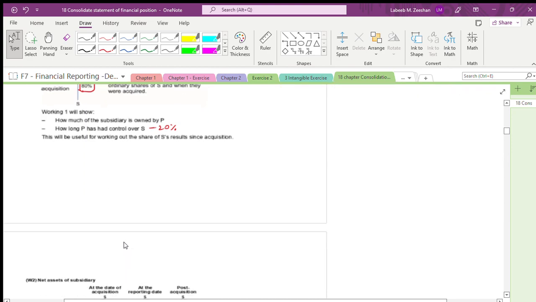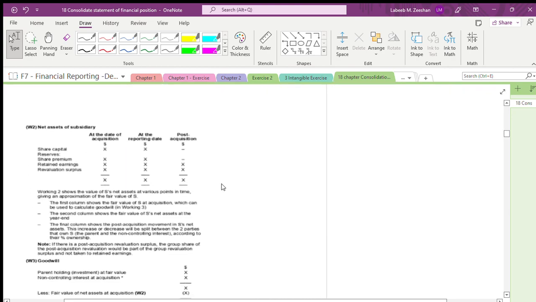The second working we are talking in terms of net assets. What are the net assets? We have to take into consideration the net assets of the subsidiary at the date of acquisition. We take share capital, reserves, share premium, retained earnings, and revaluation. Next, at the reporting date.